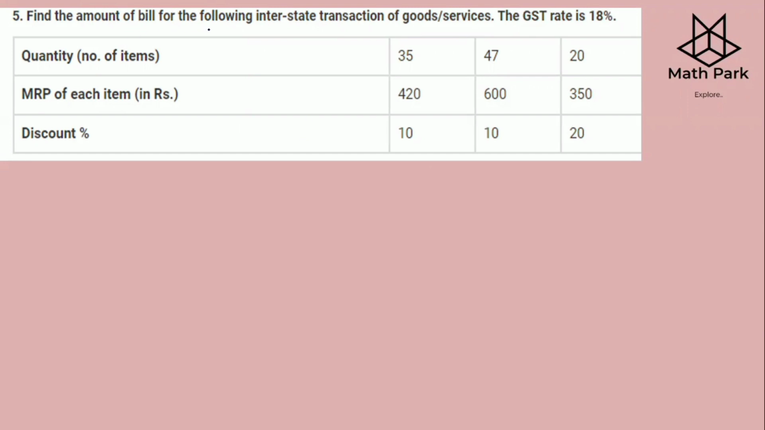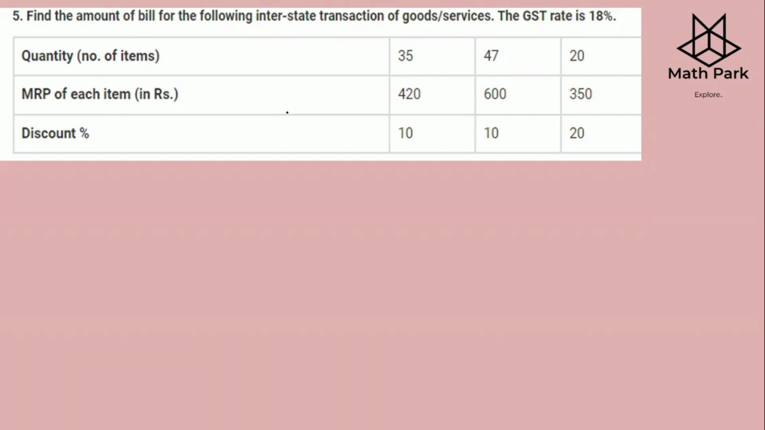Find the amount of bill for the following interstate transaction of goods and services. The GST rate is 18%. The quantity, that is the number of items, is 35. MRP on each item is rupees 420. For 47 items, each MRP is 600. And if the number of items is 20, each costing 350.